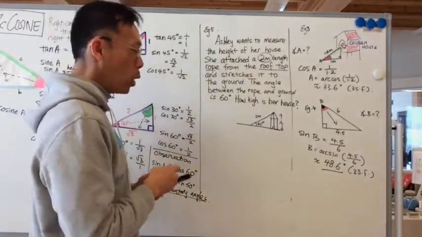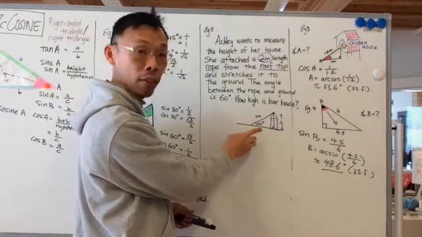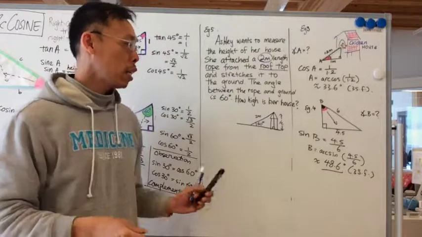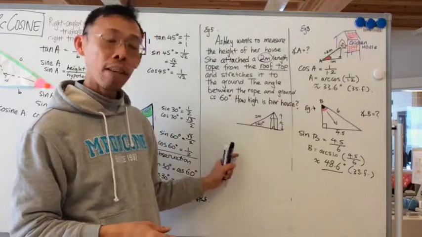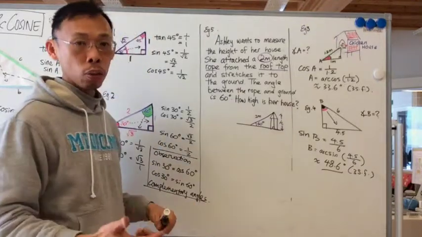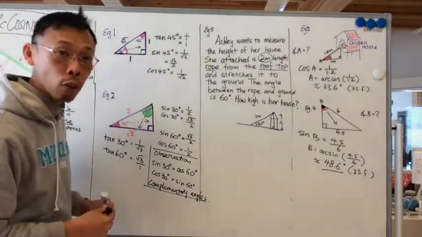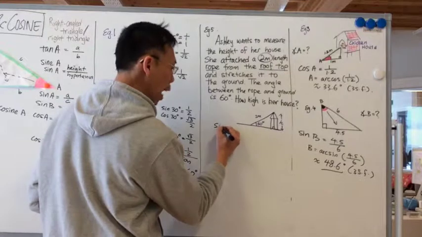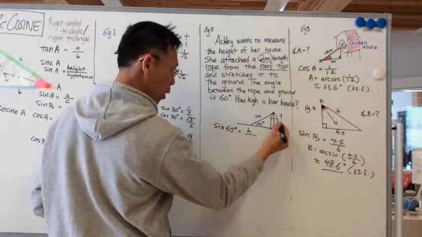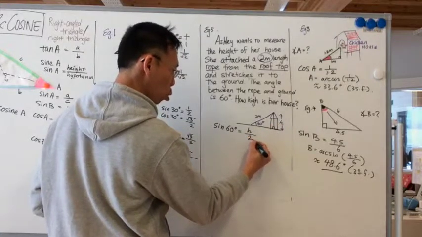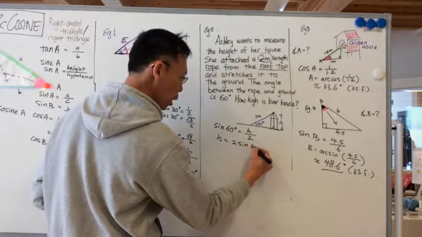So now the height is unknown, and we have the hypotenuse and we have the angle. How do we connect the height, the hypotenuse and the angle? What do we use, sine, cosine, or tangent? Look at the formula again. Very good, we have to use sine. So sine 60 degrees is equal to the height, H in our case, over the hypotenuse, which is 2. So the height is 2 times sine 60.